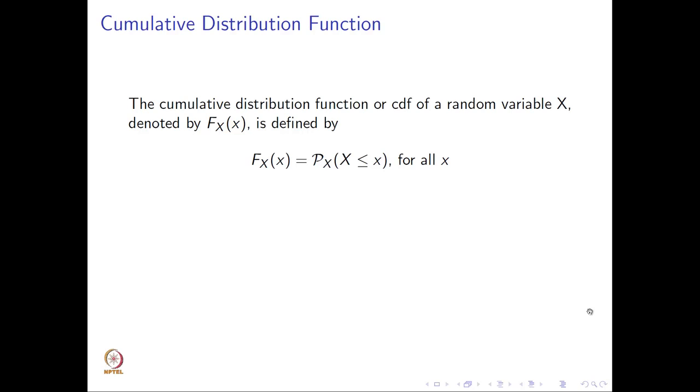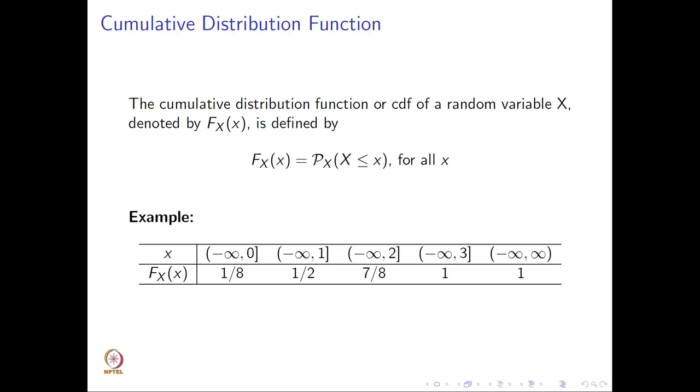The cumulative distribution function, or CDF, of a random variable x denoted by fx of small x is defined by fx of small x equals the probability of the random variable taking on a value less than or equal to small x for all values of small x. For example, going back to the previous random variable which counts the number of heads observed in 3 tosses of a fair coin, the following table shows the intervals corresponding to the different values of the random variable x along with the corresponding values of the cumulative distribution function.